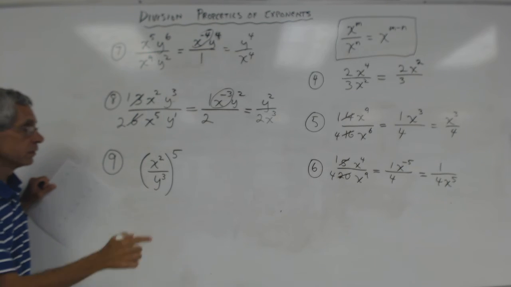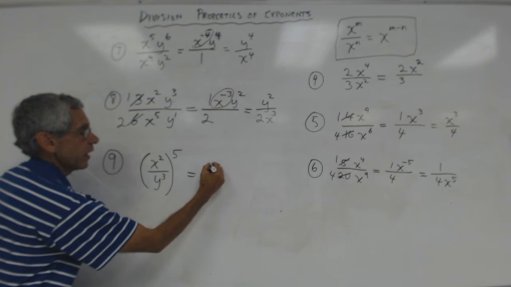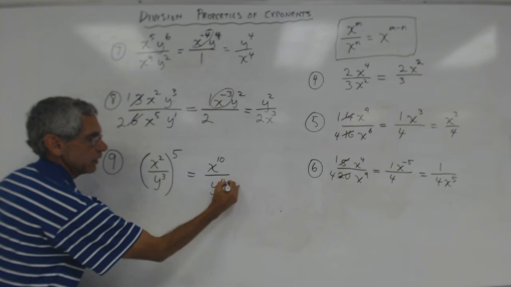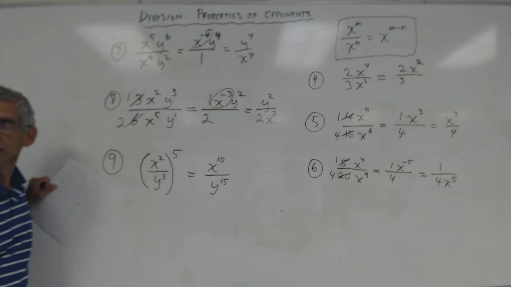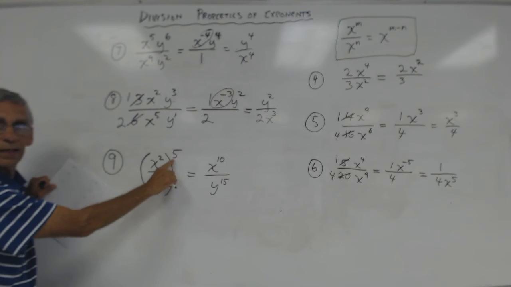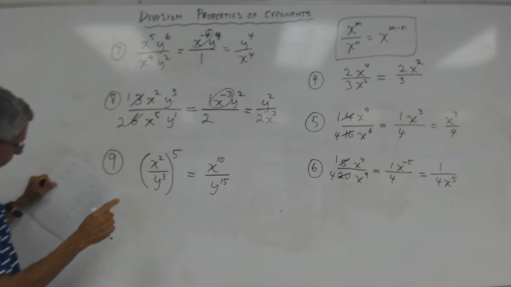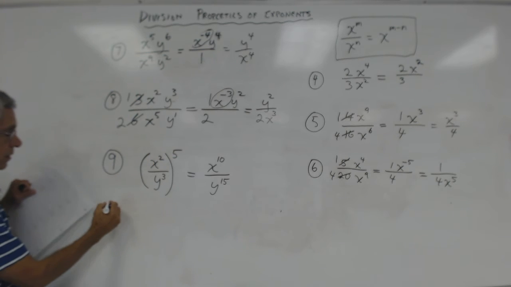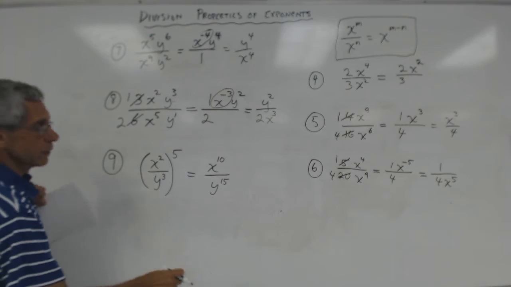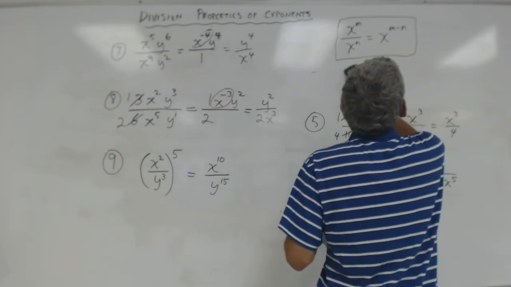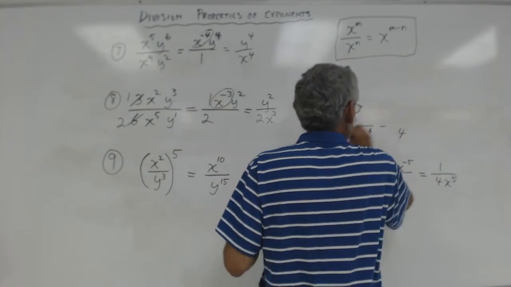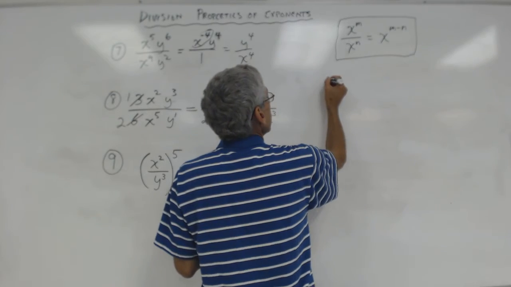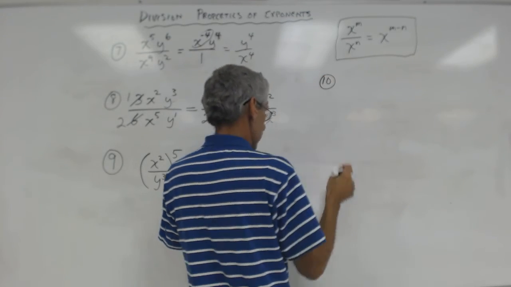Oh, so it's x to the 10th over y to the 15th. Exactly. Does that make sense? Yeah. Oh, so you only multiply the exponent, right? All right, so now let me come over here. I just like writing higher up.